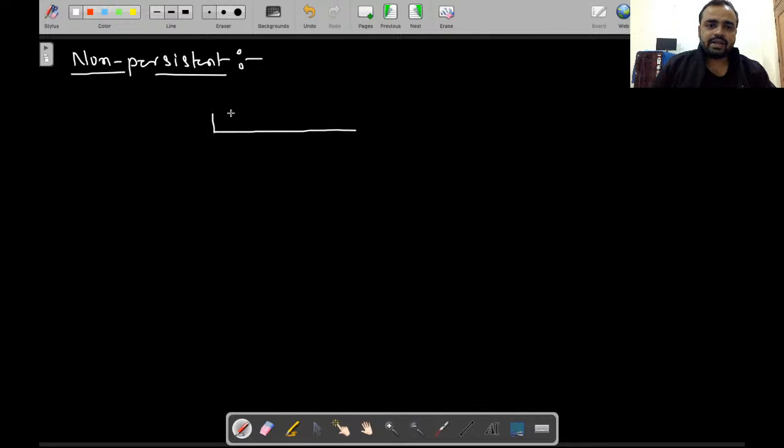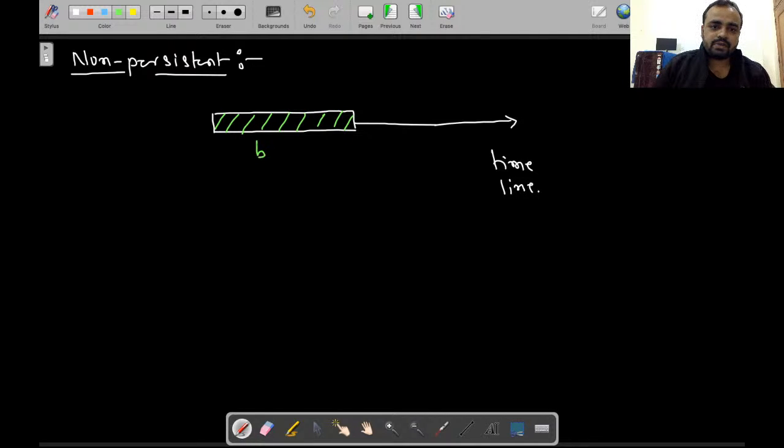Okay, let's see. One is the non-persistent. See, I'm creating a diagram to make you understand the protocol. Okay, so this is the timeline. This particular part represents the medium is occupied or busy, and this particular part represents the medium is idle.